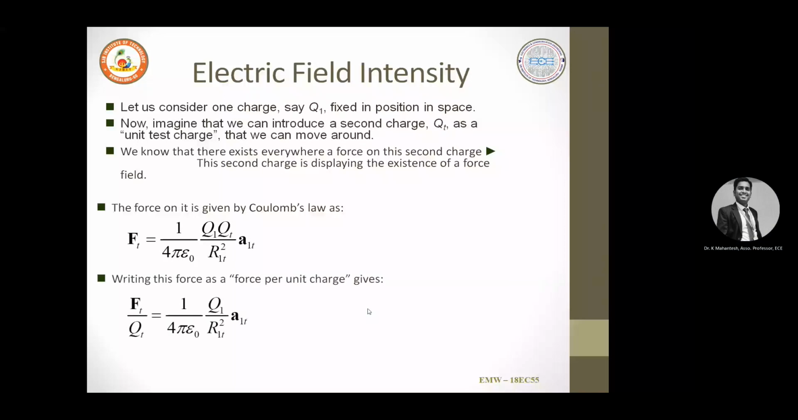So now, if I would like to calculate the force exerted per unit test charge, I can take this Qt to the denominator, since when it is moved to the left hand side it appears in the denominator. So this is the force exerted per unit test charge, which is equal to 1 over 4 pi epsilon naught Q1 by R1t square a1t. This is called the electric field intensity. Now, the quantity on the right hand side of the equation is a function of only Q1.